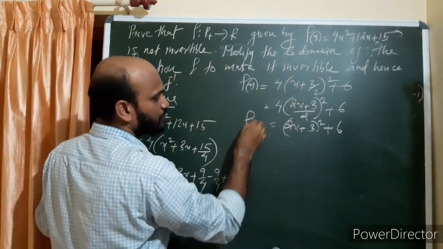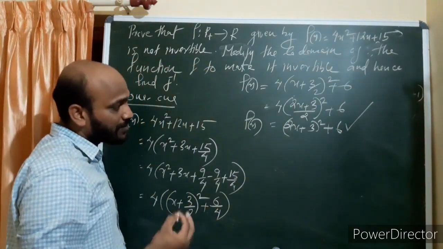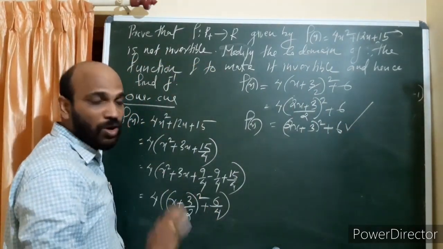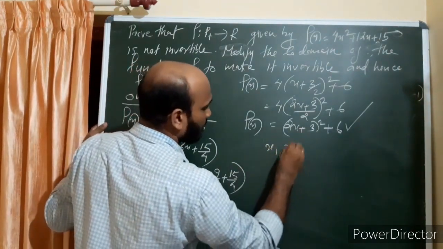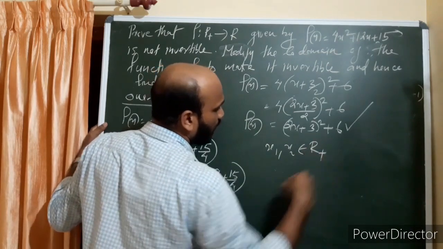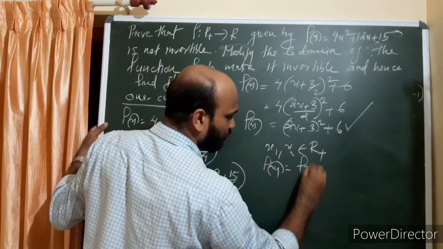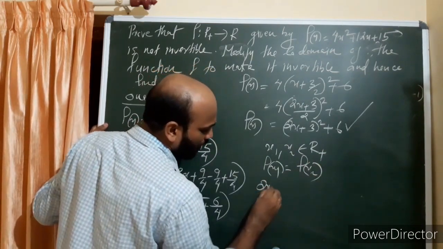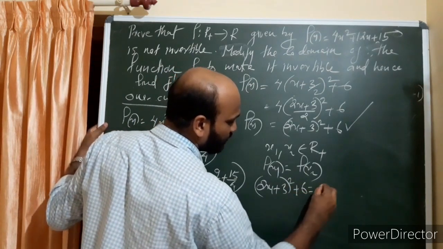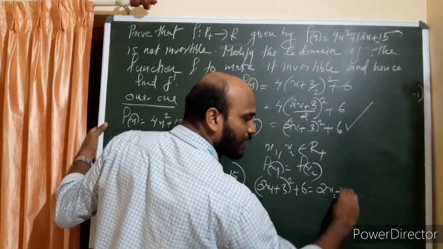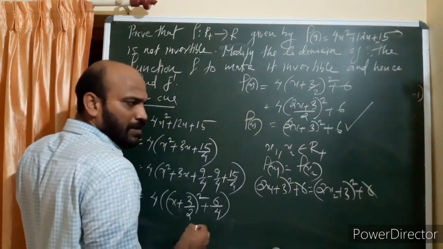That is our f(x). Using this f(x), you have to verify that it is one-one and onto. First we will go for one-one. Let x1, x2 belong to R plus, such that f(x1) equals f(x2). That means (2x1 + 3)² + 6 equals (2x2 + 3)² + 6. You can cancel the plus 6.